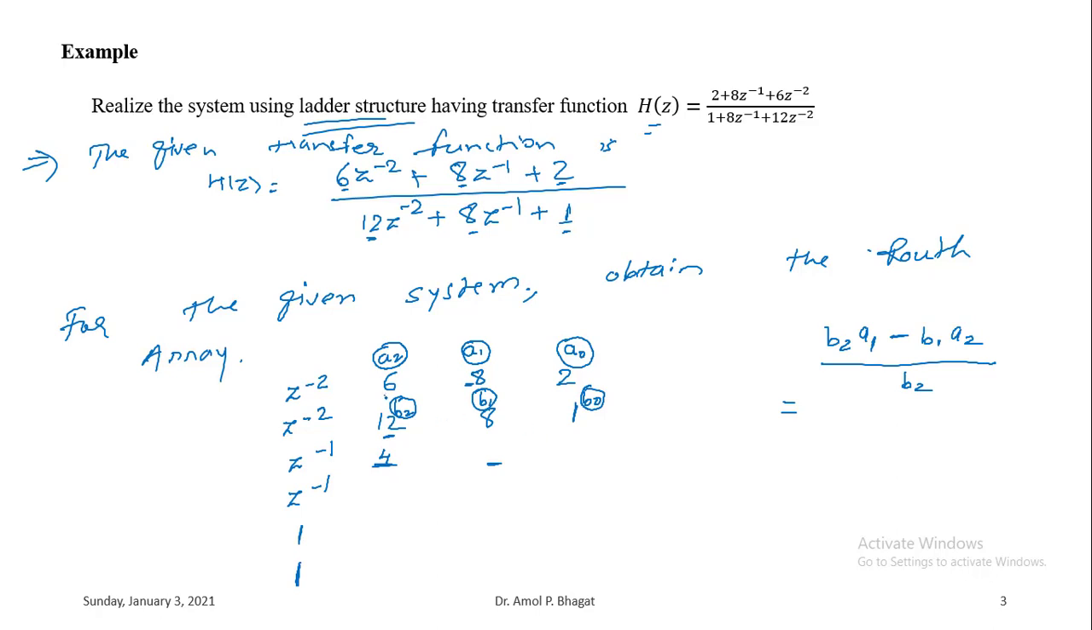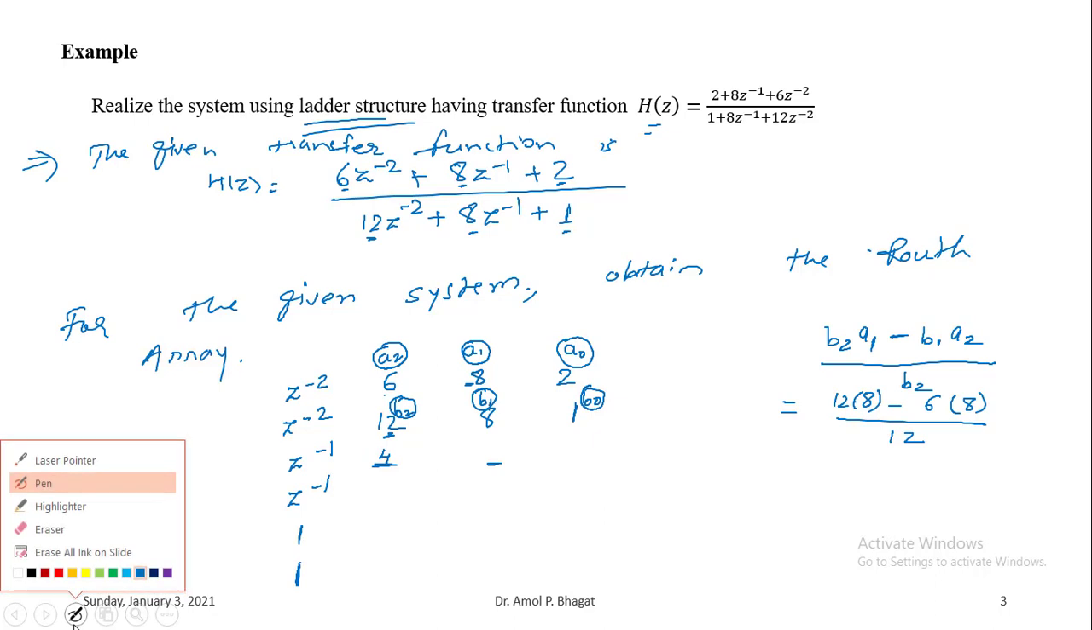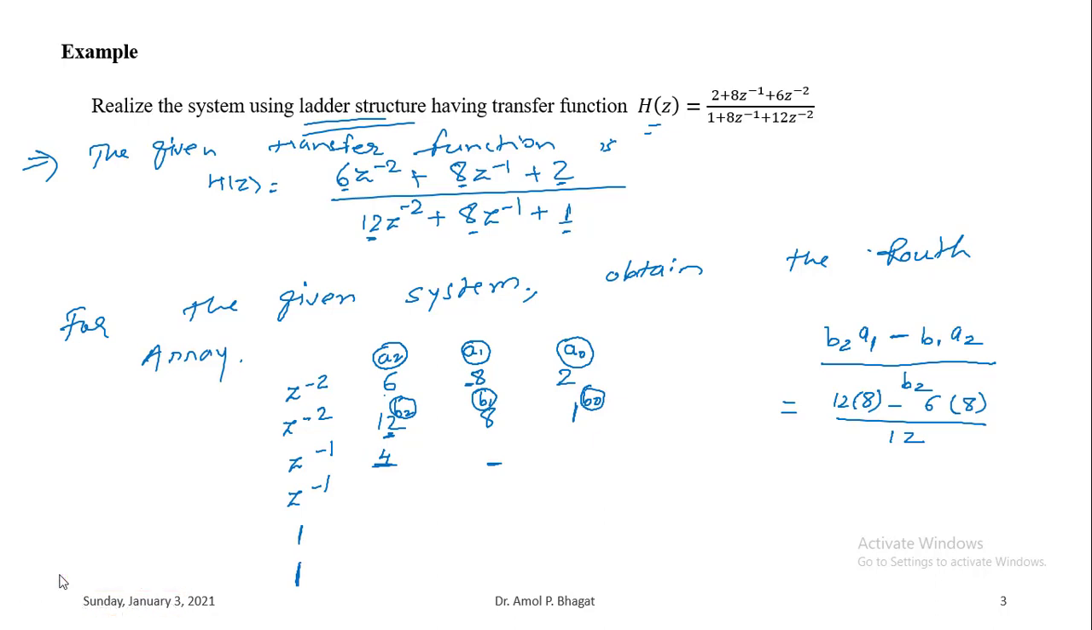For that purpose, we have utilized 12 multiplied by 8, minus 6 multiplied by 8, and whole divided by 12. After computation, you will get the value 4 there. Next, to obtain the next coefficient, you perform a similar step. To get this value, you multiply b2 by a0, minus b0 multiplied by a2. So b2 multiplied by a0.